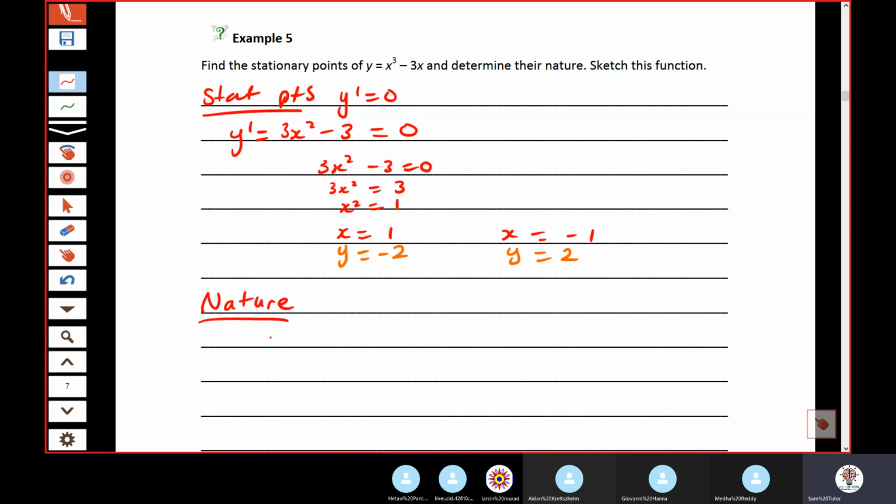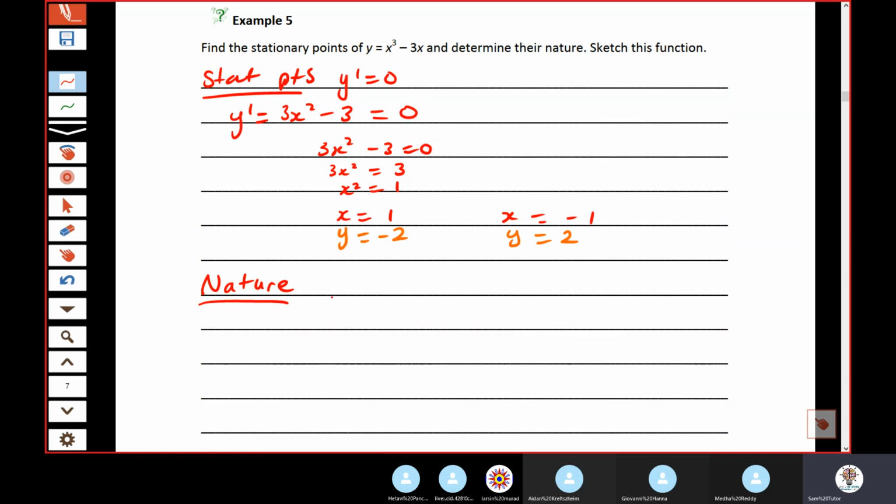There's 2 methods for doing nature. We're just going to do method 1 right now, and as we work throughout this lesson, we'll look at method 2. Method 2 is easier than method 1, but method 2 won't work all the time. So you need method 1 as well. So you need to know both. Nature. The way we do our nature is what we literally just did above with that table. We're going to create a y dash table.